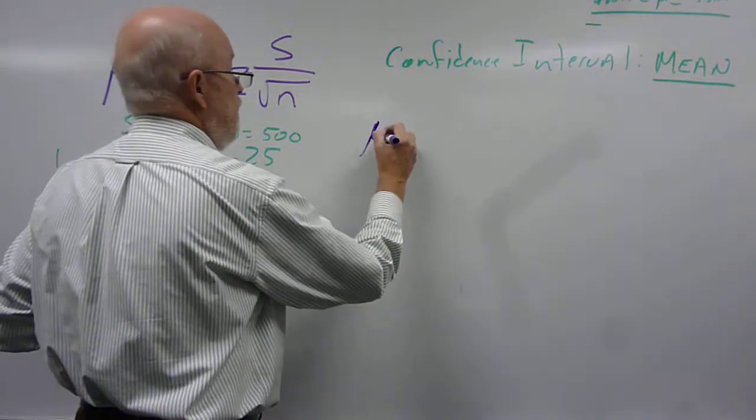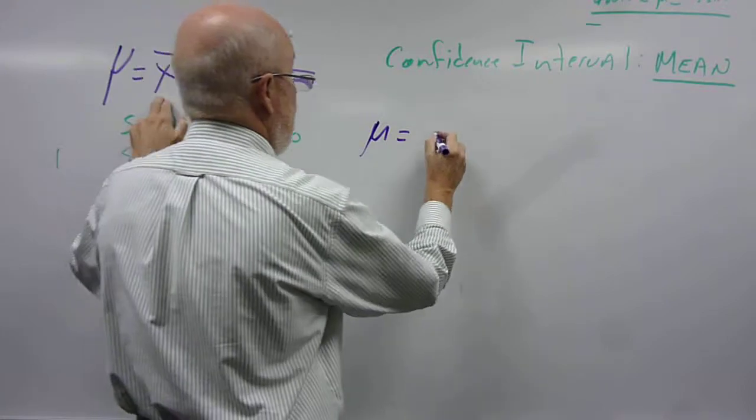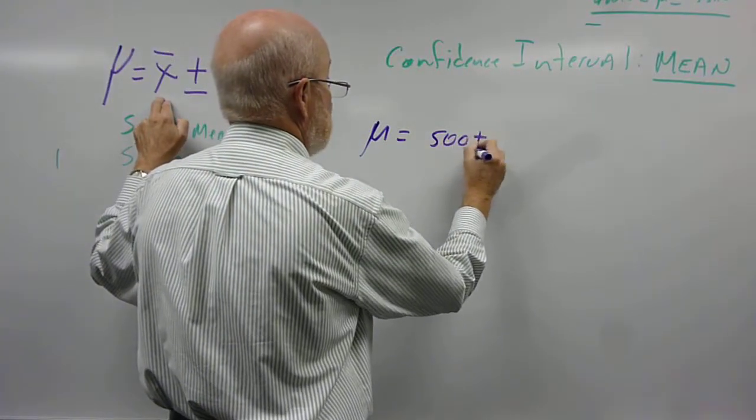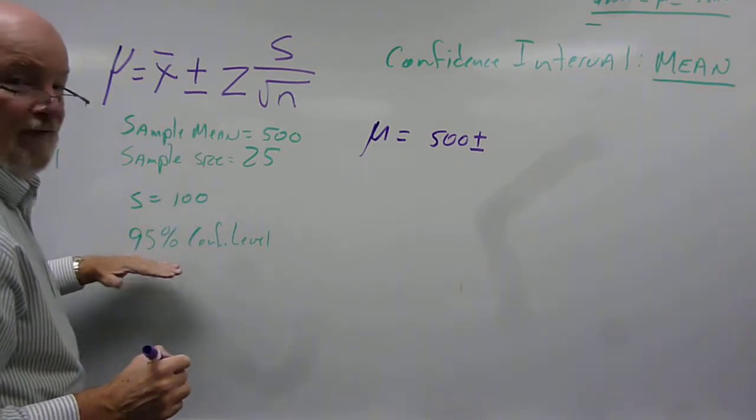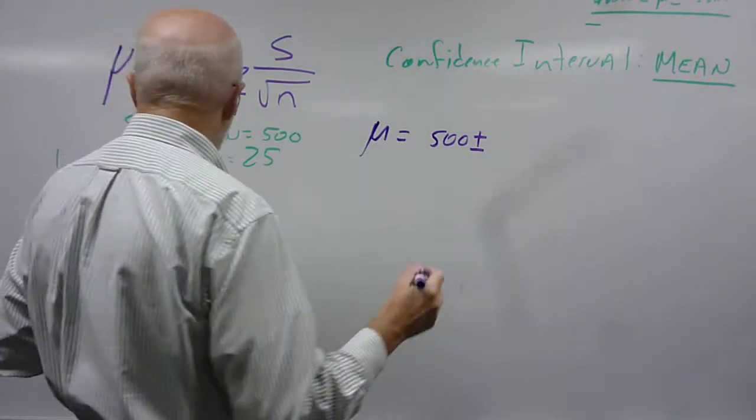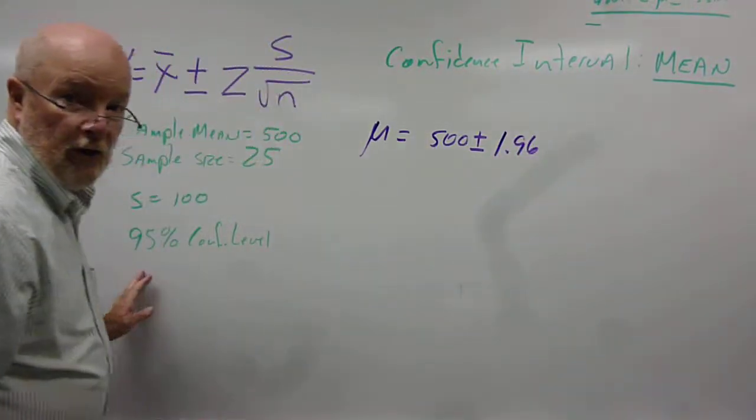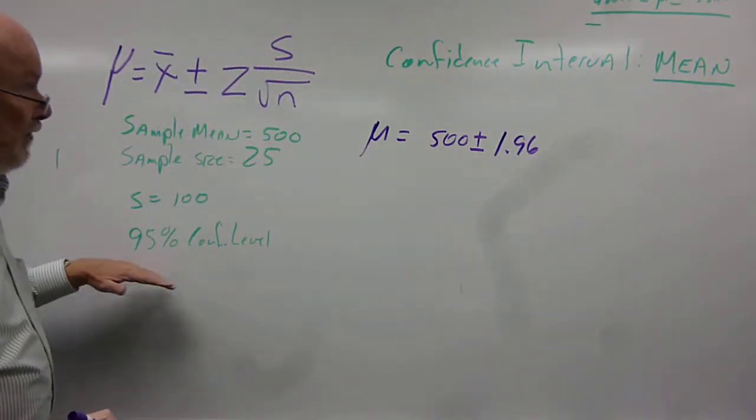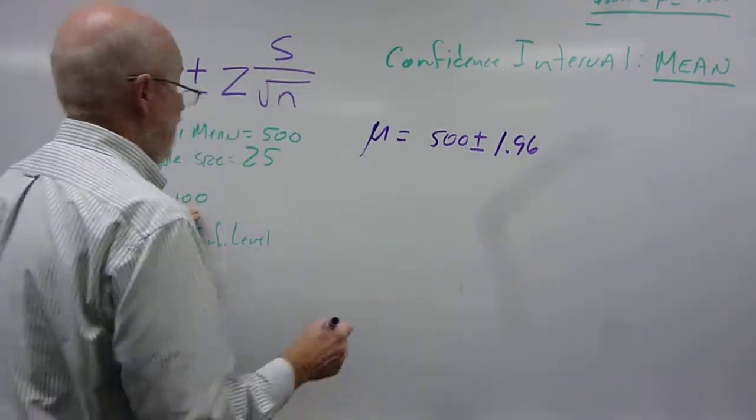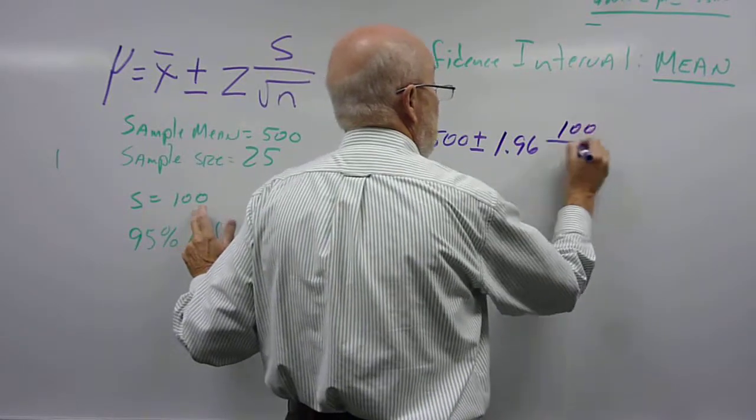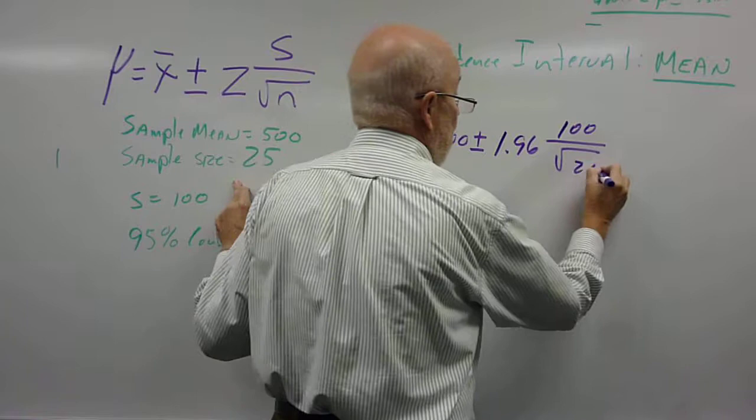So let's just look at what we do. Mu is equal to, we look at our x bar, which is 500, plus or minus z. And our z level is going to be based on a 95% confidence. And from the earlier lecture, we know that z is 1.96. We know that because that's related to the 95% confidence. Then we plug in our sample standard deviation, which we have as 100. And that's divided by the square root of the sample size, and that's 25.